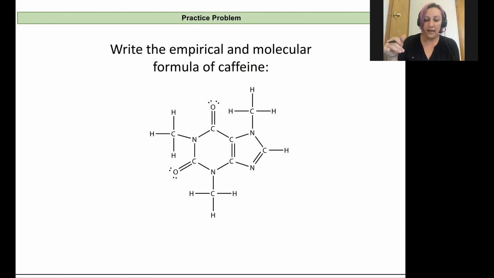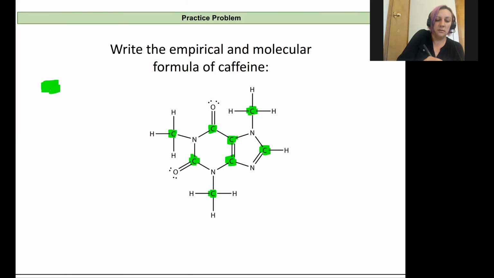So I've got a lot of atoms here, so I'm going to color code them because I'm a pretty visual learner. I'm going to make my carbons green, which makes them easier to count. So let's count them as we color them. We've got 1, 2, 3, 4, 5, 6, 7, 8. All right, I've got 8 carbons. Let's do nitrogens next. 1, 2, 3, 4. I have 4 nitrogens.